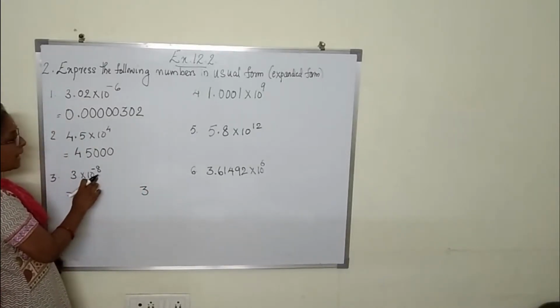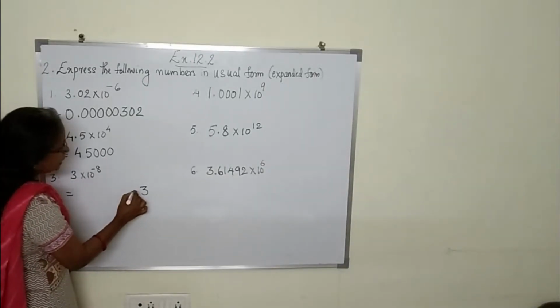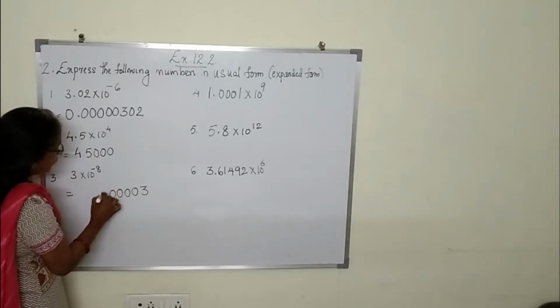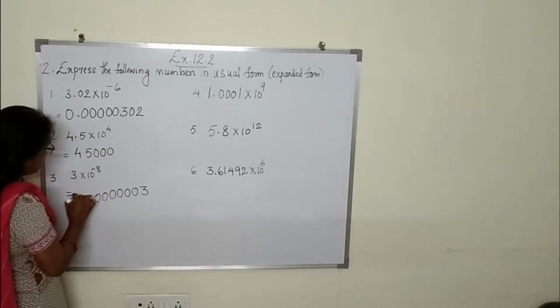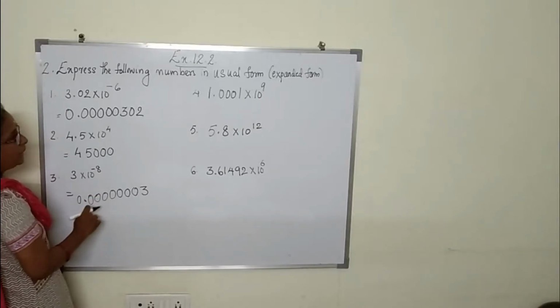Now 10 raised to minus 8. So here already one number is there. 7 zeros to put in the beginning. 1, 2, 3, 4, 5, 6, 7. And then the decimal. You have to count the zeros after the decimal only.